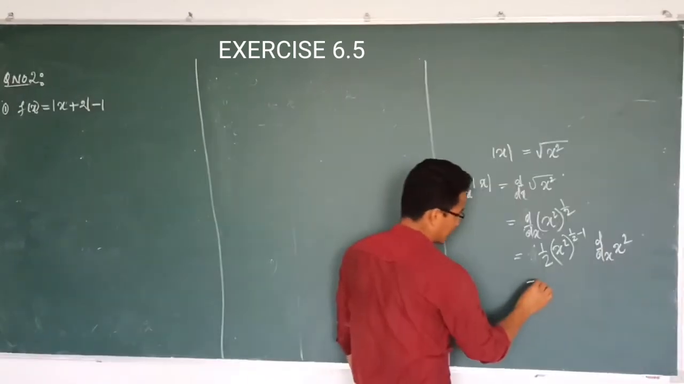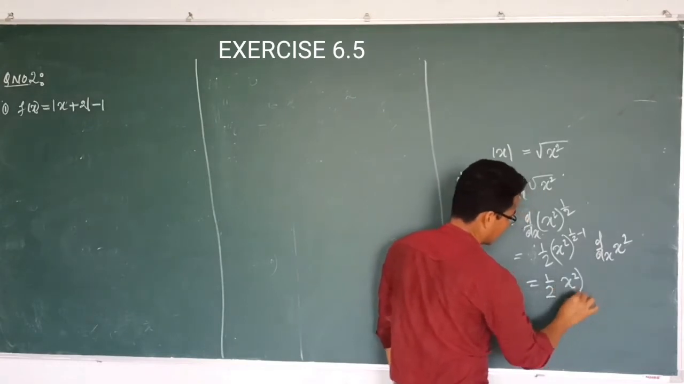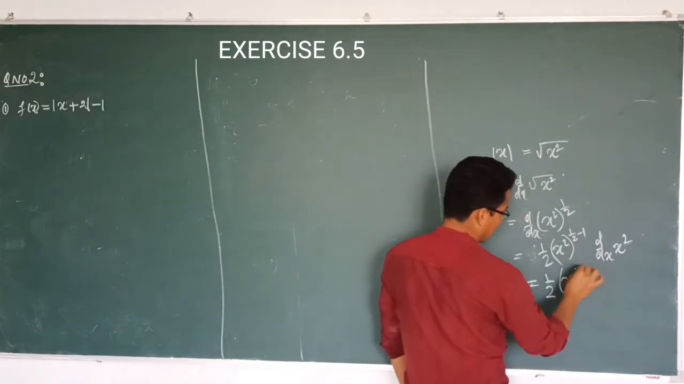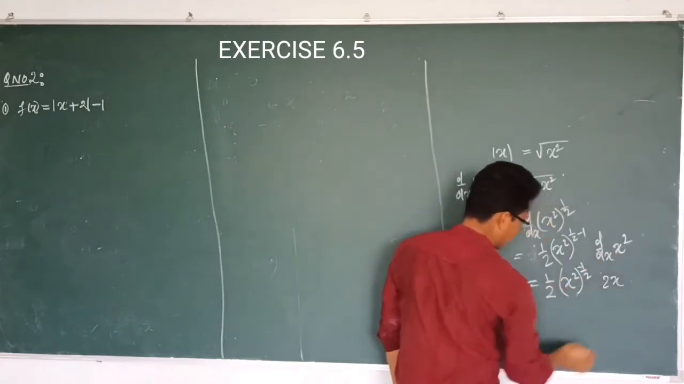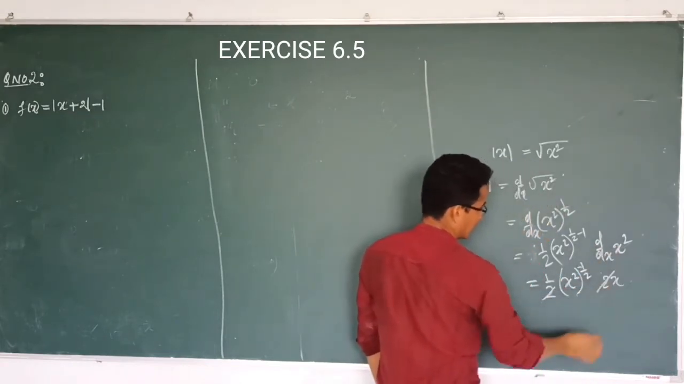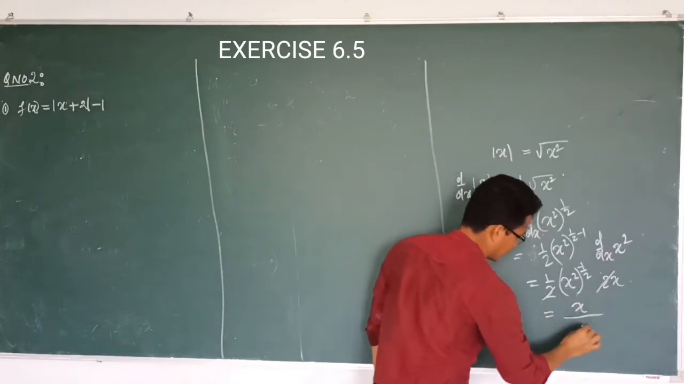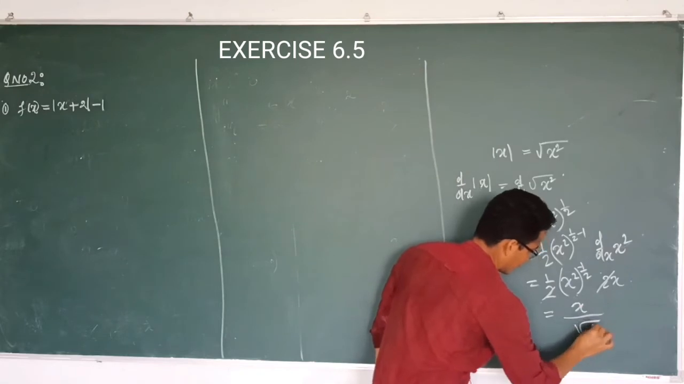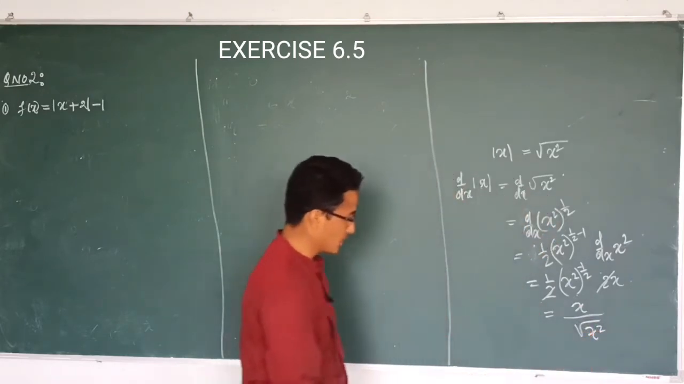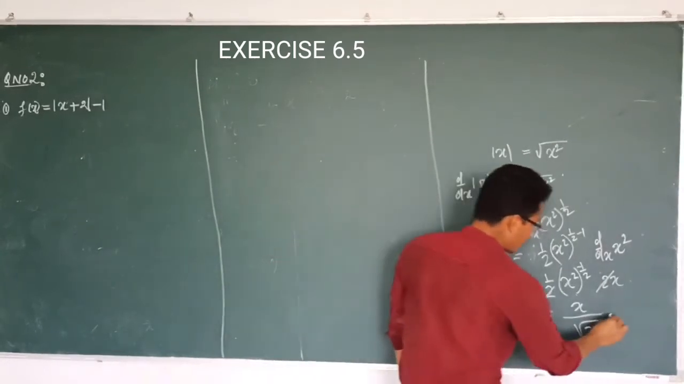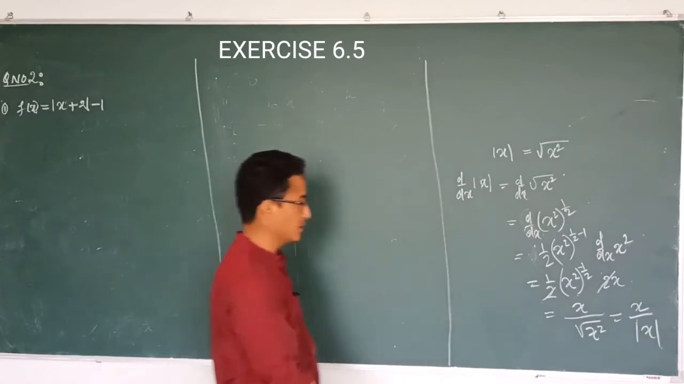If you solve this, you will get 2, and x square to the power minus 1 by 2. This is 2x, so this 2 will cancel. So x will go here, and this will come down, root over of x square, which is modulus of x. So which is equal to x by modulus of x. So this is the differentiation.